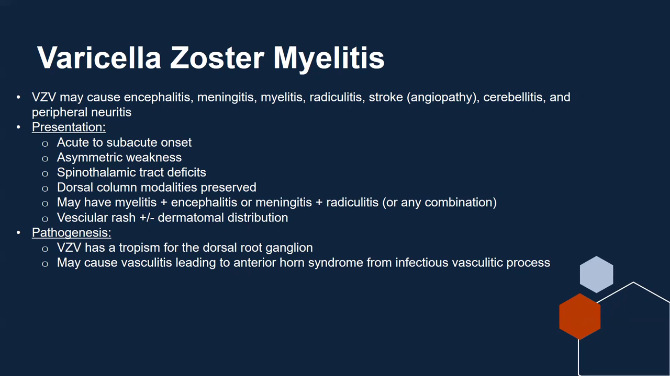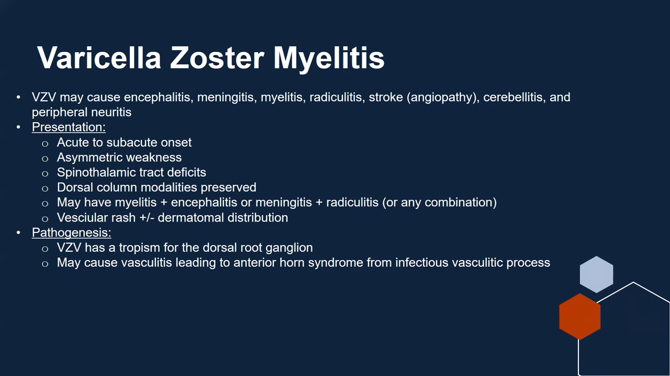And these patients will present with acute to subacute onset of weakness that is typically asymmetric. There will be loss of pain and temperature sensations, but dorsal column modalities are preserved. And they may or may not have the typical vesicular rash in the dermatomal distribution that is associated with VZV. And as I mentioned, the patients can have myelitis, encephalitis, meningitis, or radiculitis, or some combination of all of these at the time of diagnosis.